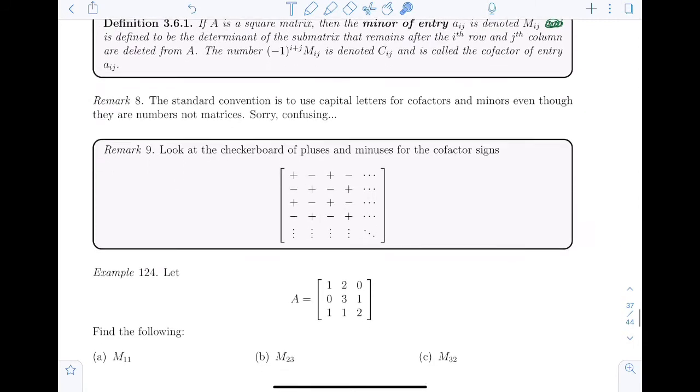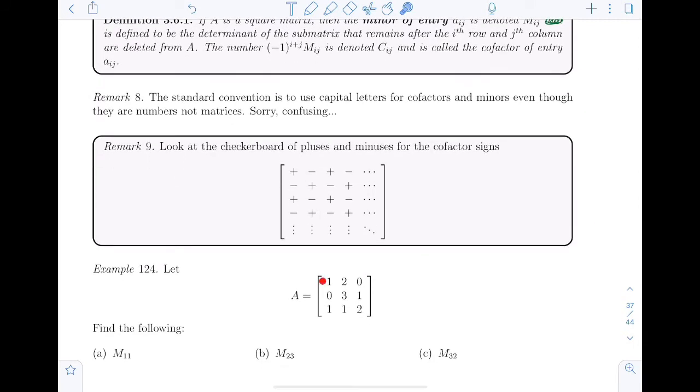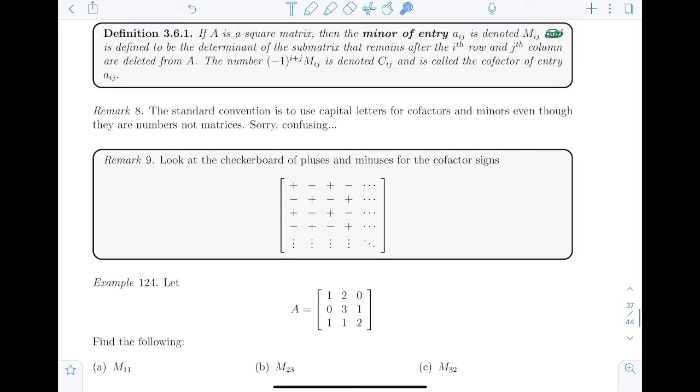So what we're going to do is take a matrix like this, and the minor of this entry, what we'll do is take out that row and that column. It's going to be the determinant of the leftover matrix down there. Okay. Then the number -1 to the i plus j times Mij is denoted Cij and is called the cofactor of entry Aij. All right, and I know that's almost completely nonsensical, so let me do some examples and it'll make sense.